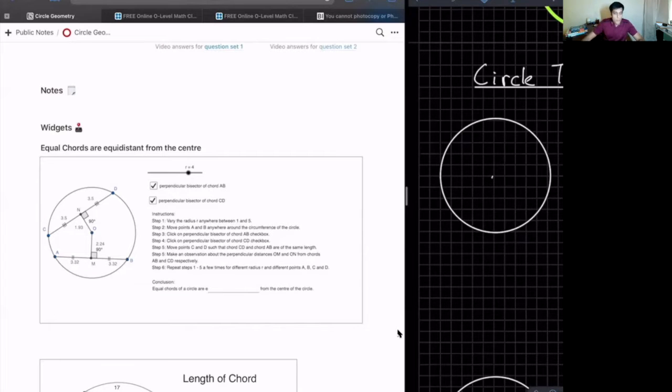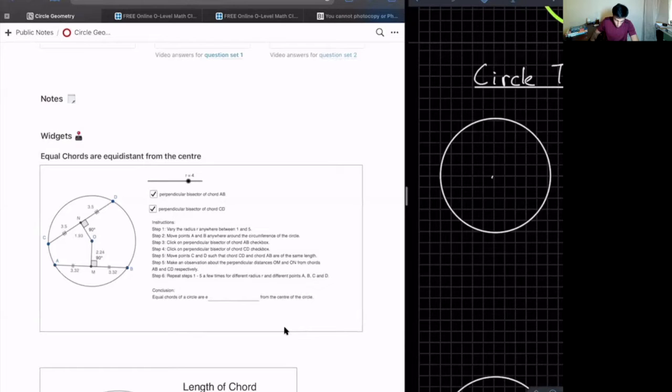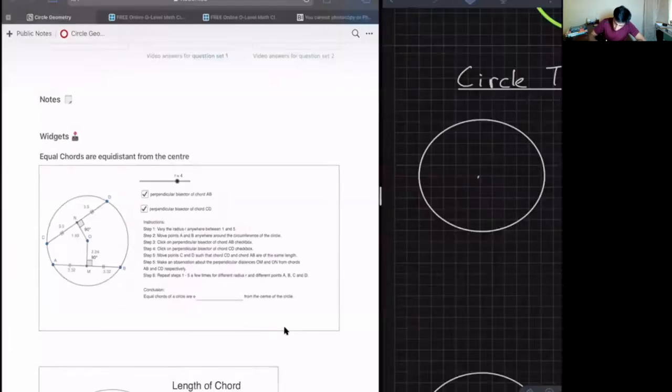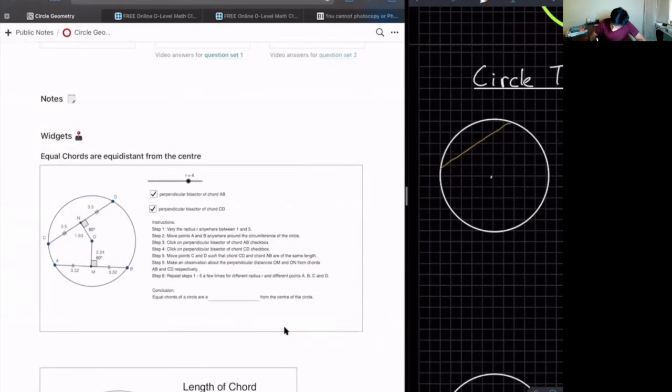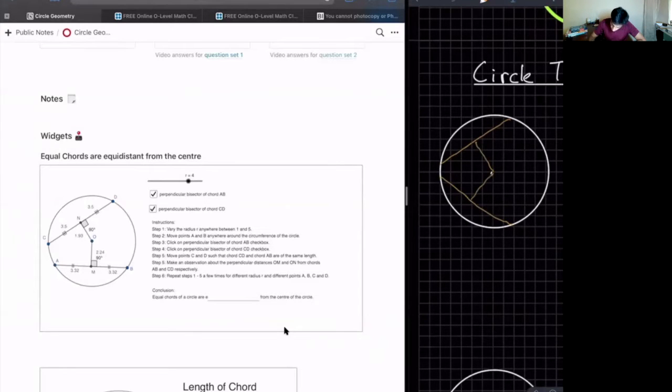I recommend everybody going to the website and going to the notes page at the same time. I encourage everybody to play around with these widgets also. What this is saying essentially is, if you have two chords, I'm going to draw these two chords on the right here. If you have any two chords, and these chords are equal in length, then their distance from the center will be the same. So if this is equal, then this is also equal. The distance from the center is the same.